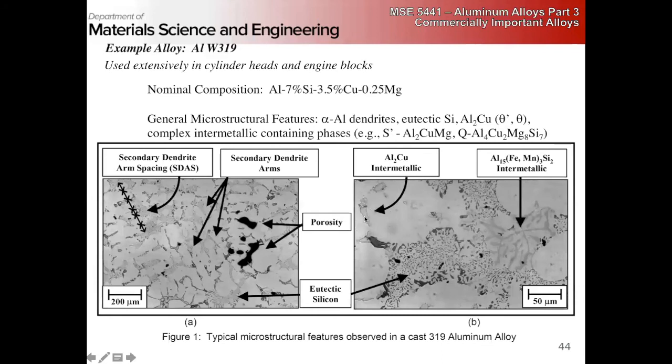Here we see the theta phase, eutectic silicon, and a different intermetallic, in this case Al15(Fe,Mn)3Si2, that's formed here. It also looks to have a dendritic-like structure. So as cast, these microstructures are pretty complicated.